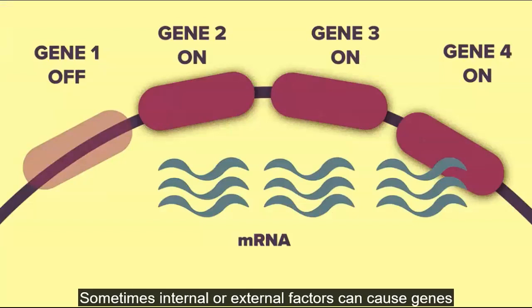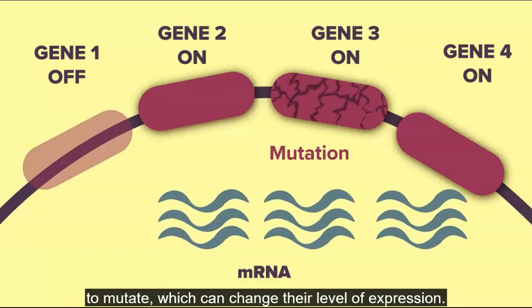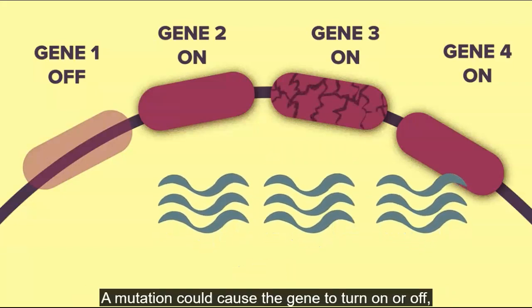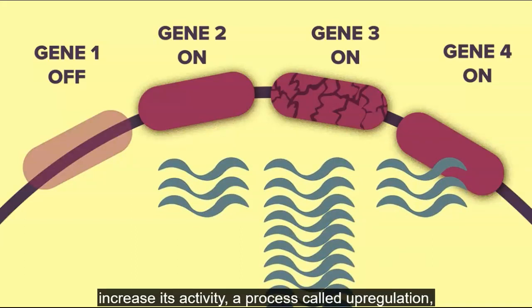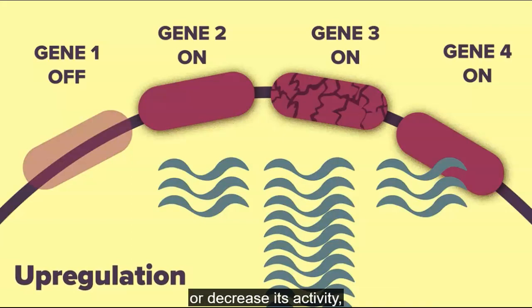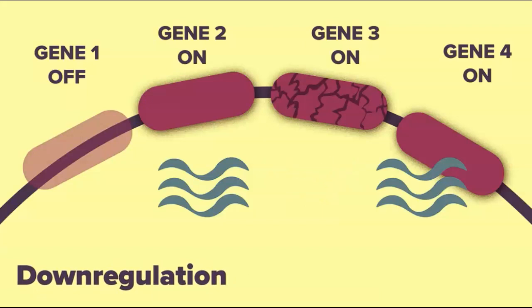Sometimes, internal or external factors can cause genes to mutate, which can change their level of expression. A mutation could cause the gene to turn on or off, increase its activity, a process called upregulation, or decrease its activity, a process called downregulation.